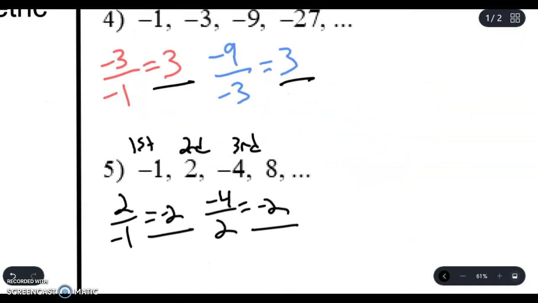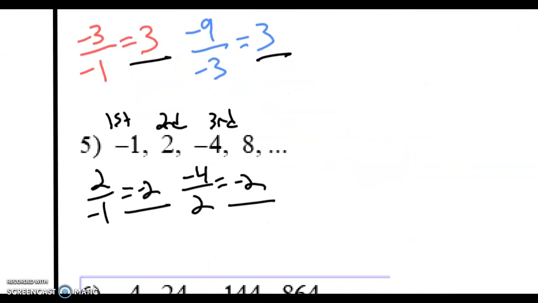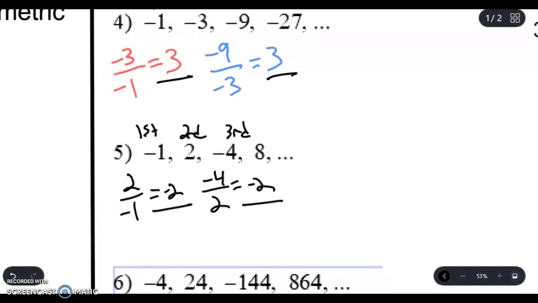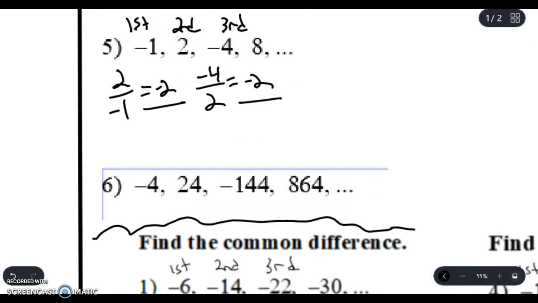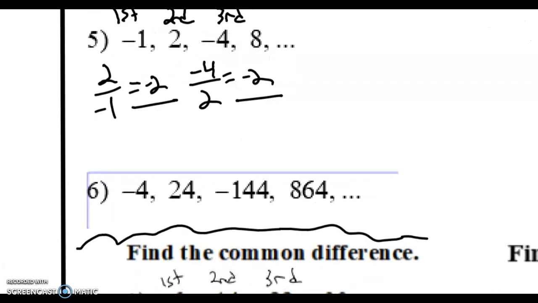So the common difference is for an arithmetic sequence, and the common ratio is for a geometric sequence. Okay, and I'm going to go over that in a little more detail. Let's do this last problem here. Let's see, I've got enough space to work it.